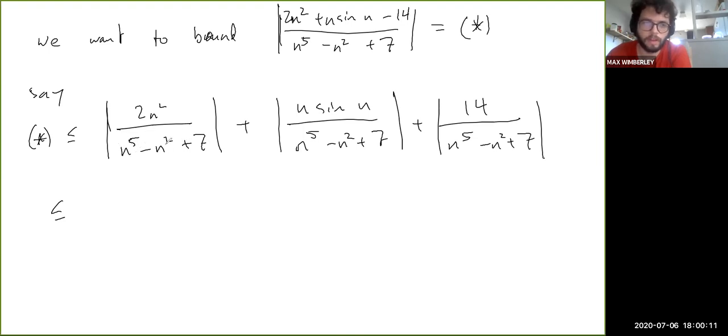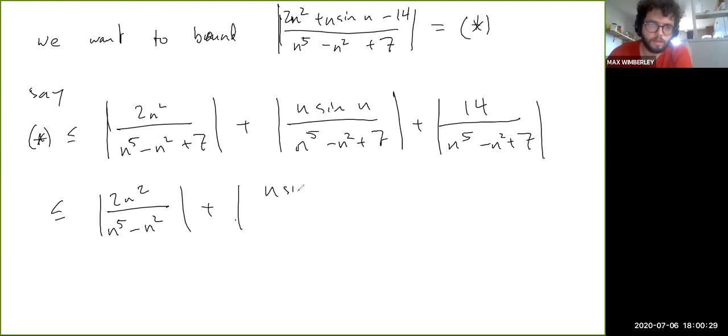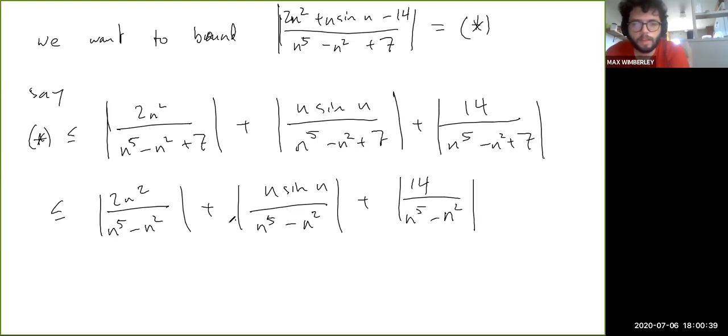So for example, for one thing, just eliminating the 7, that's a valid thing to do to preserve the inequality. So we can do 2n squared over n to the 5th minus n squared, plus n sine of n over n to the 5th minus n squared plus 14 over n to the 5th minus n squared. Okay, and then, if you want, you could cancel powers of n. Well, that'll happen eventually. It doesn't really matter when you do it, I guess.